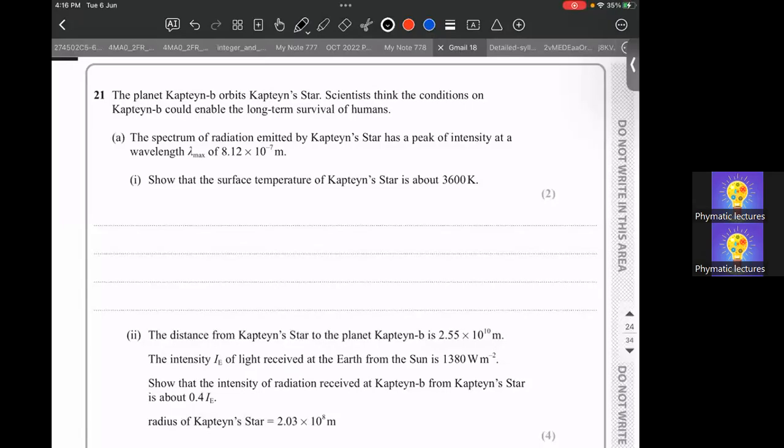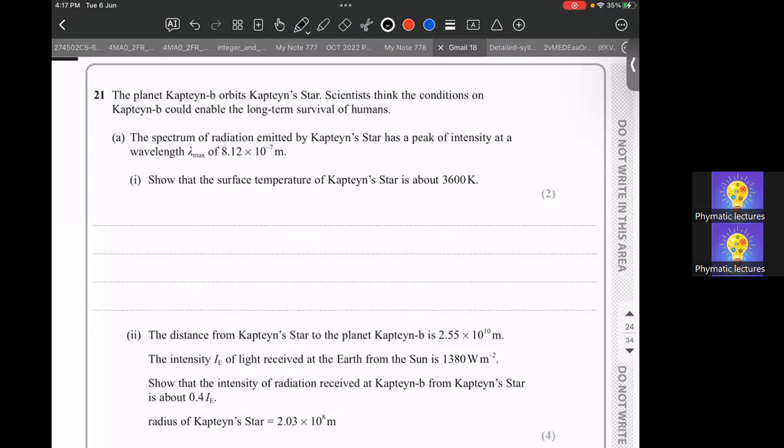Okay, moving to the last question of this question paper. The planet Kepler-B orbits Kepler star. Scientists think the conditions on Kepler-B could enable the long-term survival of humans. The spectrum of radiation emitted by the star has a peak of intensity at wavelength lambda max of 8.12 × 10⁻⁷ meter. Show that the surface temperature of the star is about 3600 Kelvin.